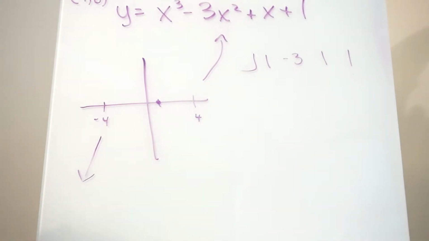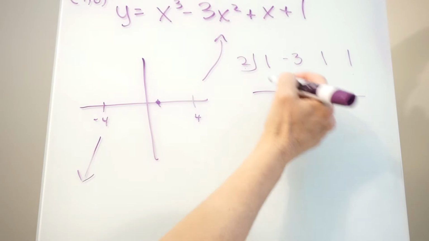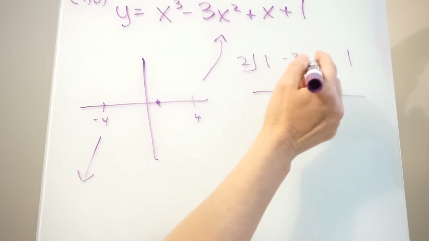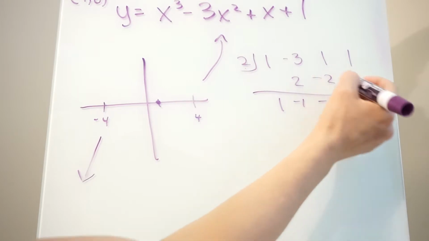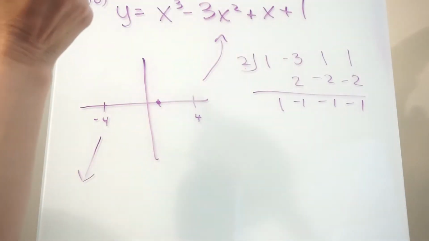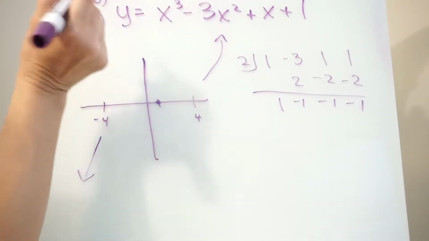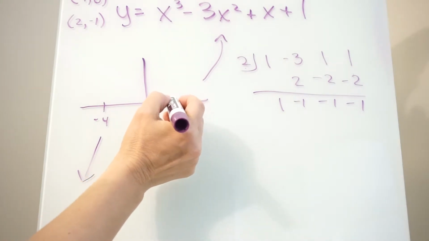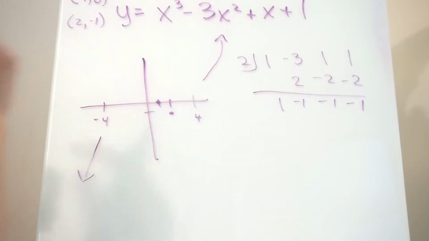All right, let's look at some more. Let's do 2. Multiply, add, multiply, add, multiply, and we get negative 1. So we have the point 2, negative 1. That's a pretty good point. I'm going to graph that one as well: 2, negative 1.